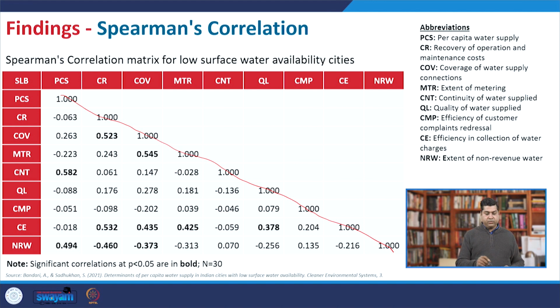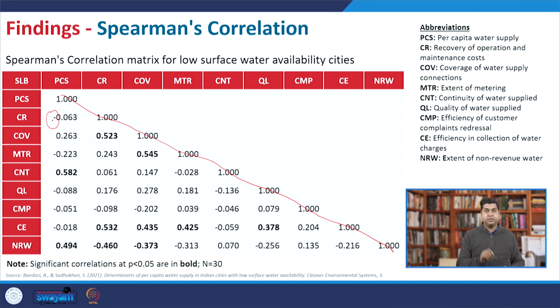Next, you try to establish the relationship based on the data. The raw data for all the cities are in the main paper, you can look into it. Based on that, these are the findings, where some of the relationships have negative signs and most of them have positive signs.